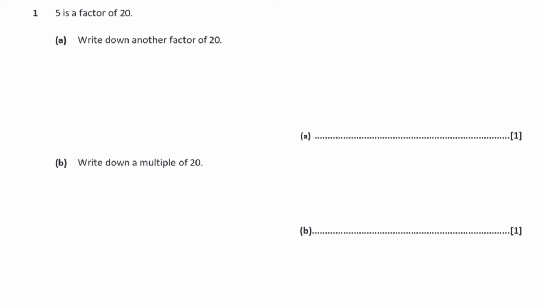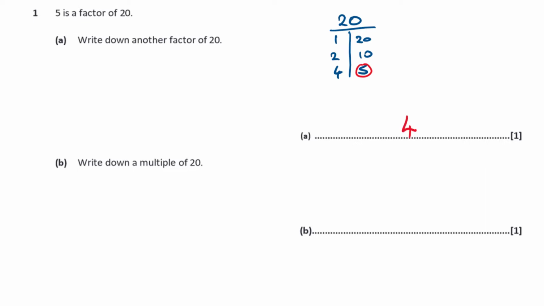Question 1. 5 is a factor of 20. Write down another factor of 20. Okay, so when I find factors, I tend to do them in a little table like this. I start with 1. 1 goes with 20. 2 goes with 10. 3, no, 4, yeah, 4 goes with 5. So we've already got 5, it was already stated. So if you pick any of the others, then that is fine, isn't it? I'm going to go for 4.